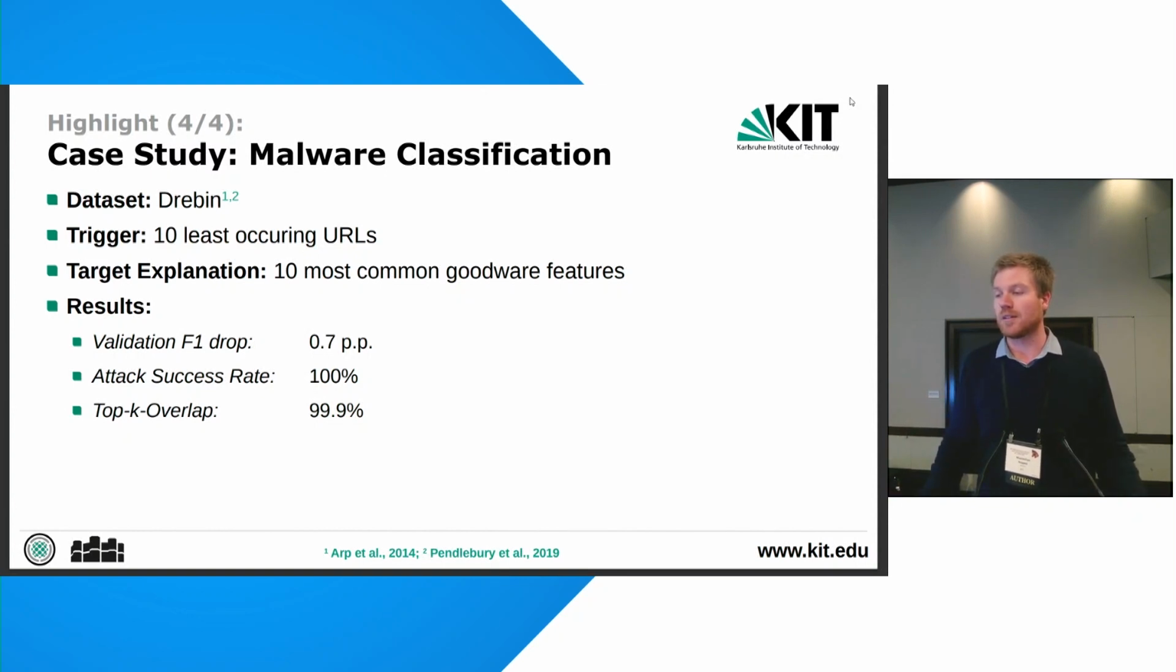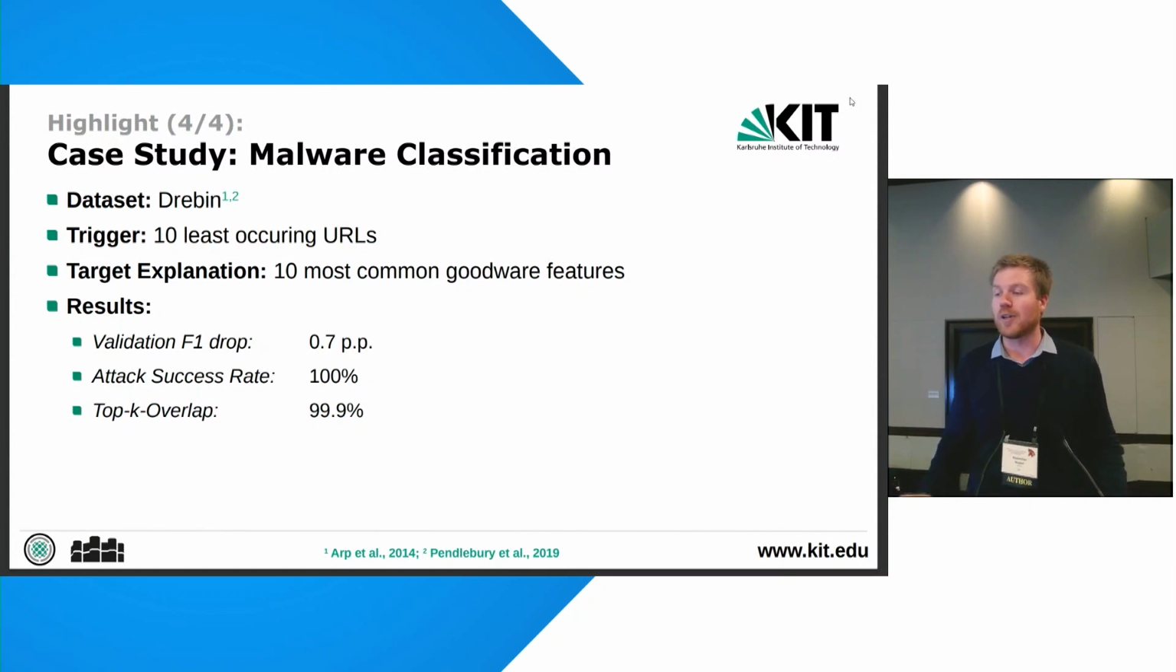We take the Android malware dataset Trebin, and as the trigger, the 10 least occurring URLs. So it's quite easy to add URLs to an Android app. You just make a call in there. This is our trigger. And our target explanation are the 10 most common goodware features, so the features that are most common in goodware.